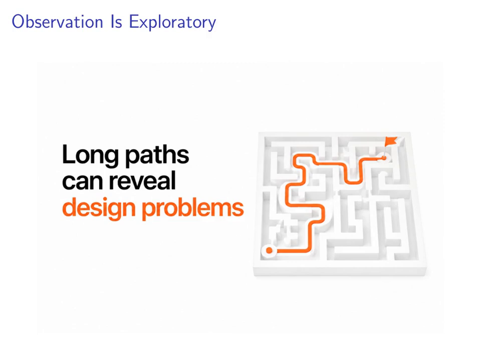Observation is not mainly about scoring a user as successful or unsuccessful. In early design research, the goal is learning. The researcher watches for patterns, surprises, barriers, and workarounds. A user who takes a long path is not a bad user. Their path may reveal a design problem, a hidden assumption, or a need that the team has not noticed.